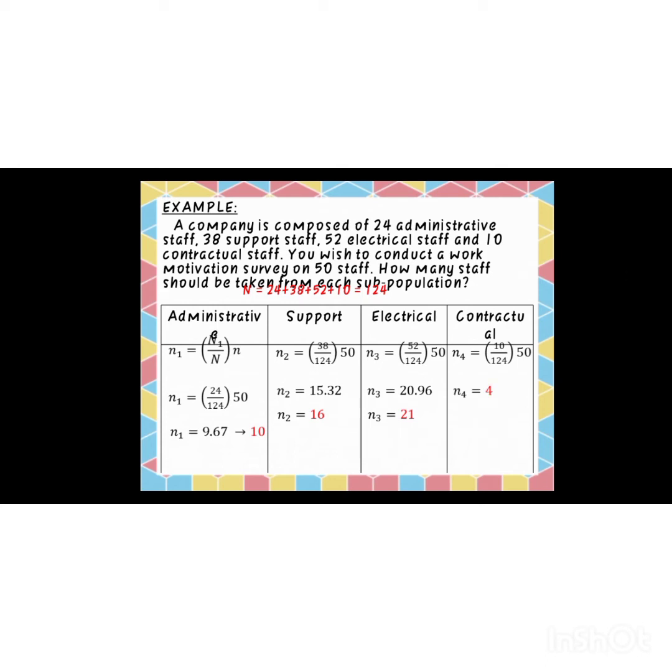Okay? So, for the sample size of the administrative, we have 10. For the support, we have 16. For electrical, we have 21. And then for the contractual, we have 4.